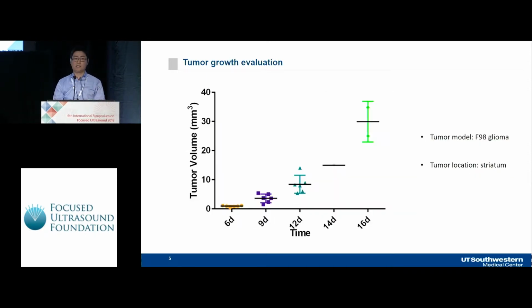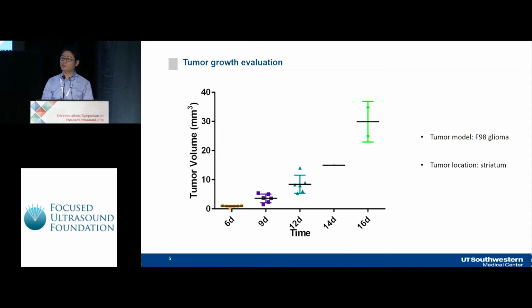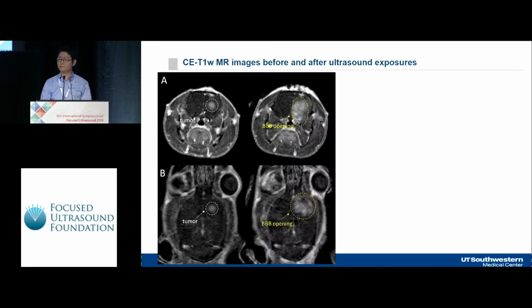We're using the F98 glioma model, and we implanted it in the striatum of the rat brain. And here shows some tumor growth evaluation over time. Particularly, we select the 9th day after tumor implantation as the treatment day. At that day, the tumor diameter can reach 1 to 2 millimeters.